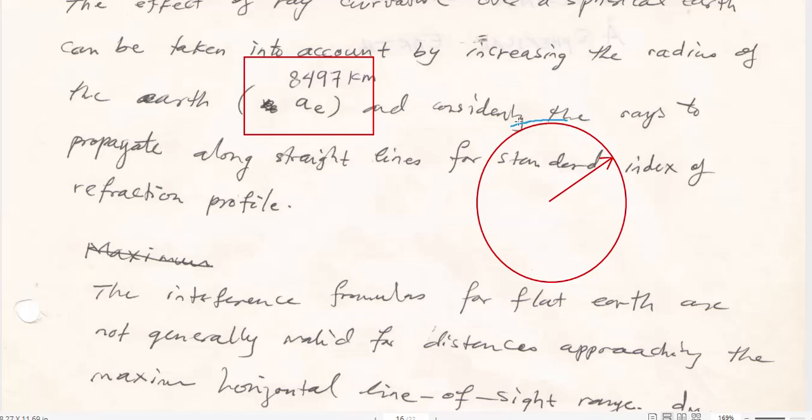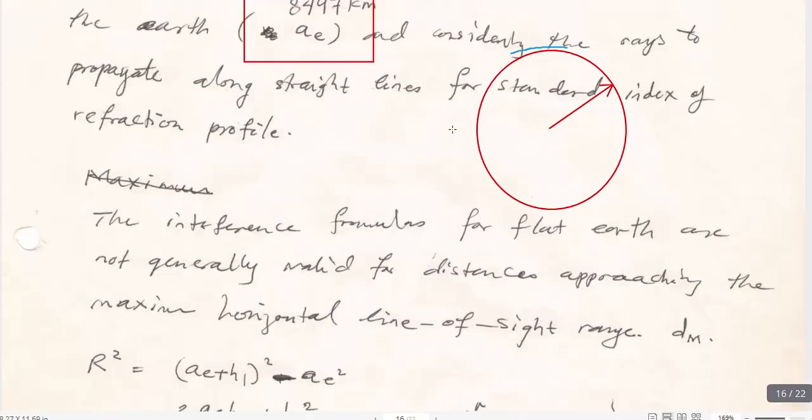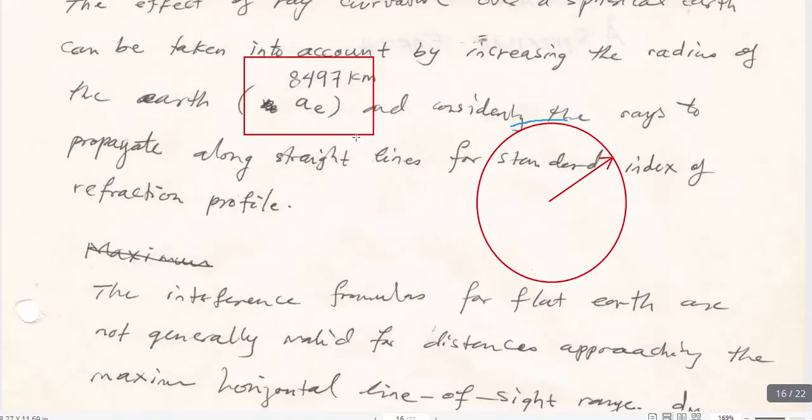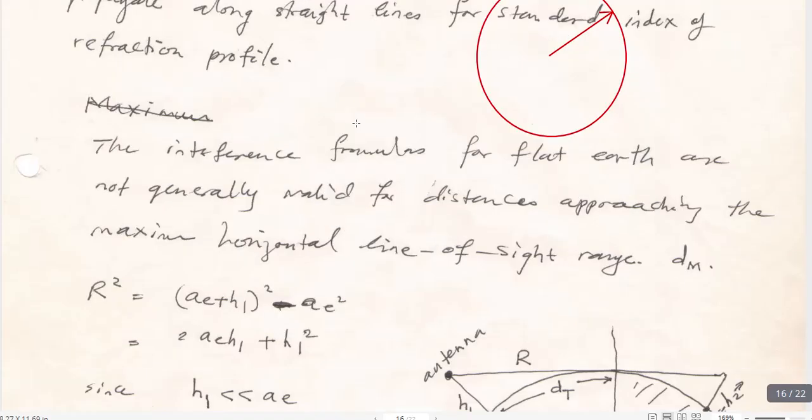standard earth atmosphere. In some areas, the atmospheric conditions will not be standard because of the weather variation. Anyway, we will use this number for our calculations. We will consider that the radio waves are straight lines when we use the effective earth radius instead of the actual radius.